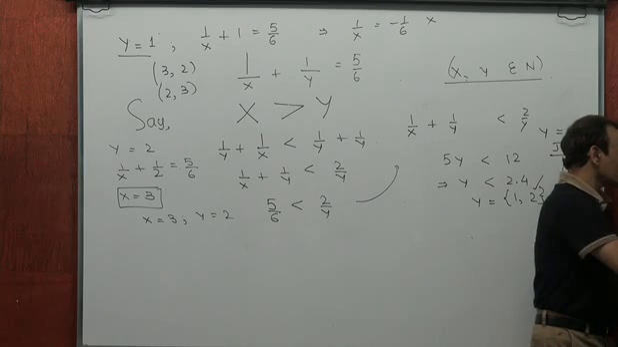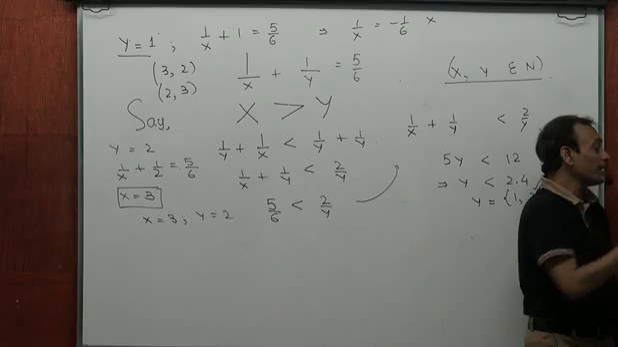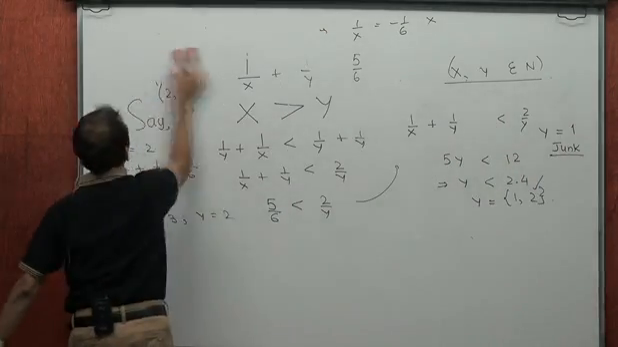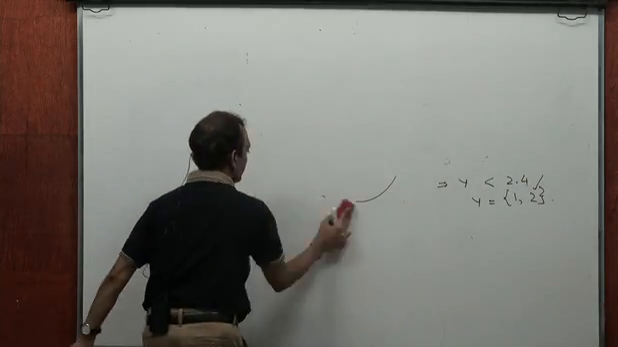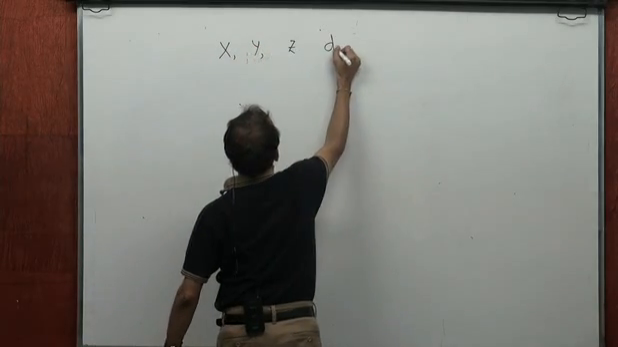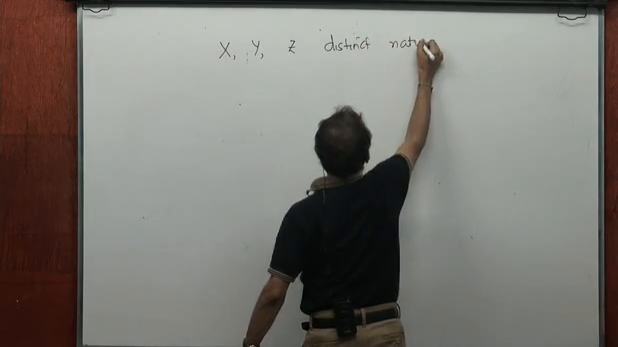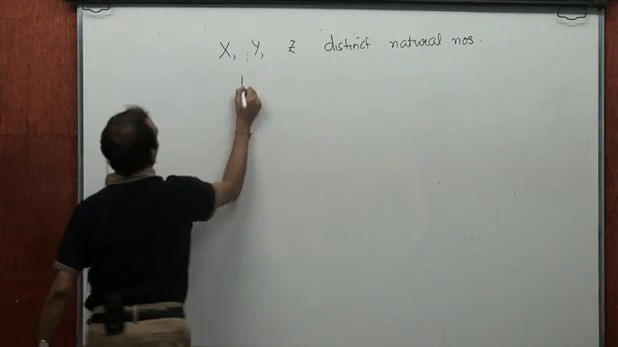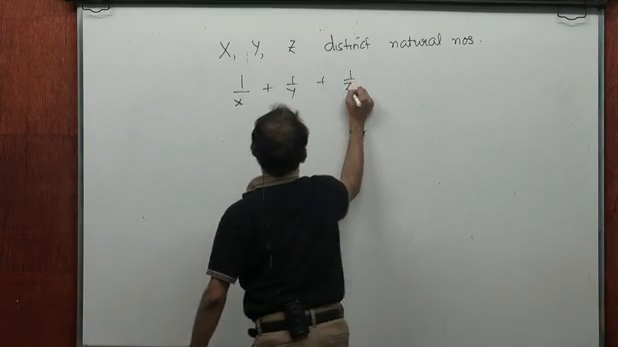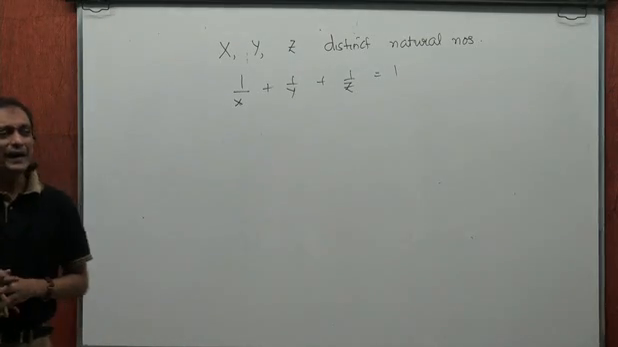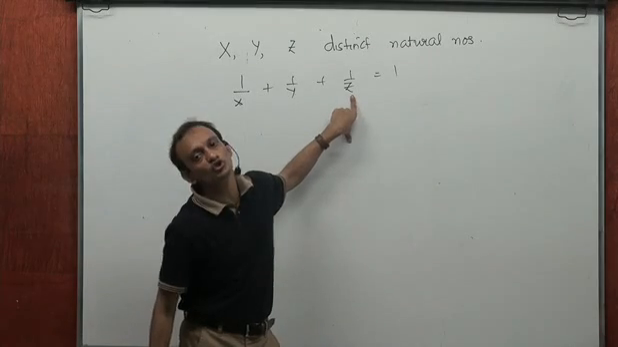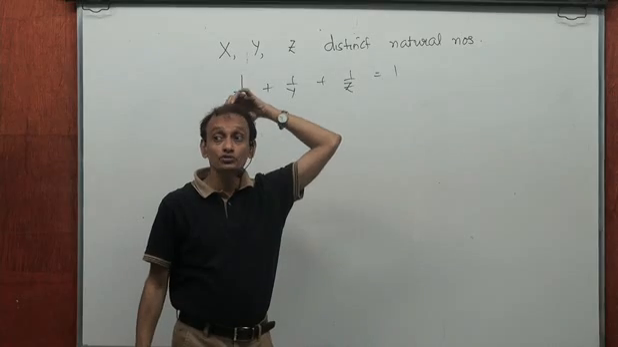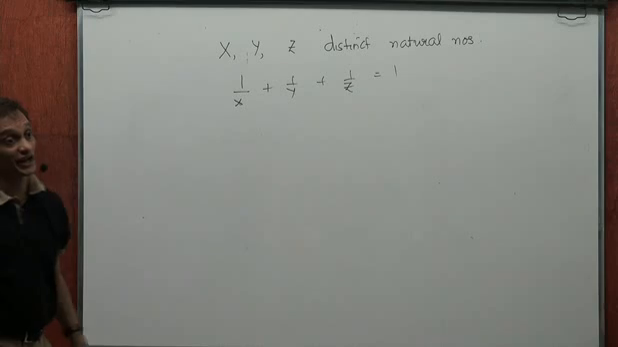Now the next one is x, y, z are distinct natural numbers, and 1 by x plus 1 by y plus 1 by z is 1. Again, by inspection, you can see 2, 3 and 6 is a solution to this. X equal to 2, y equal to 3 and z equal to 6 is a solution to this equation. Natural numbers, right? X, y, z are natural numbers here and distinct, unequal.